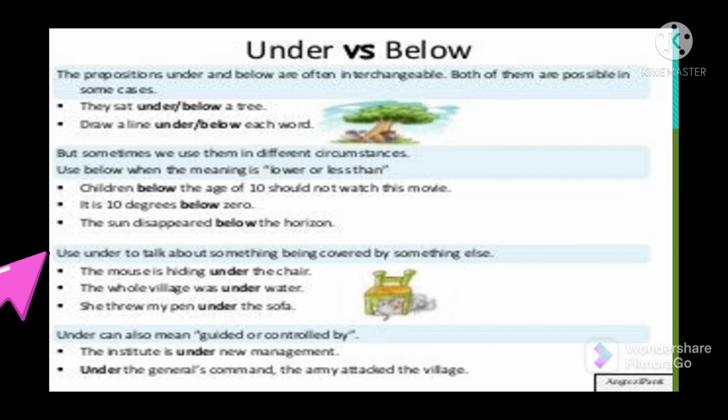Next, use under to talk about something being covered by something else, like the mouse is hiding under the chair. The whole village was under water. She threw my pen under the sofa. Next, under can also mean guided or controlled by, like the institute is under new management. It means it is controlled by or guided by new management. Under the general's command, the army attacked the village. Here under means guided or controlled by the general's command.